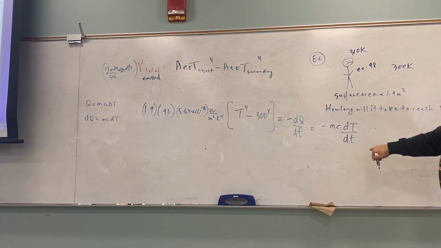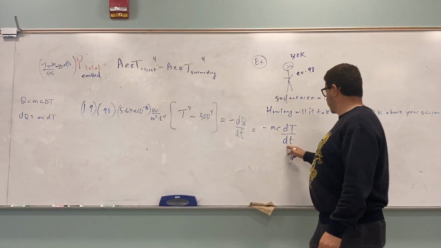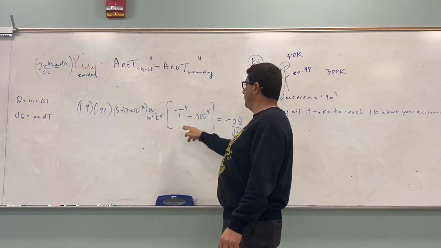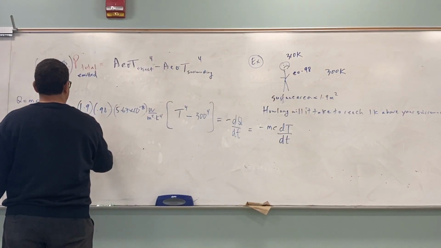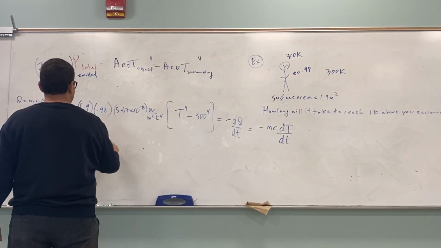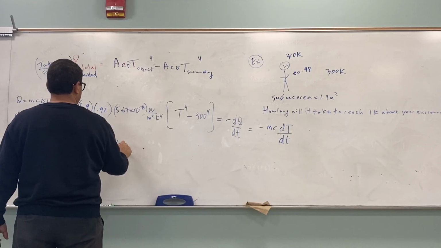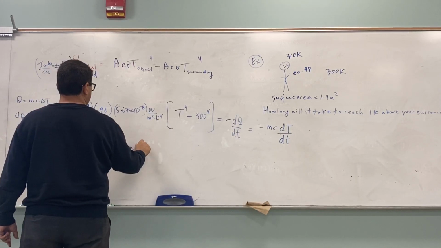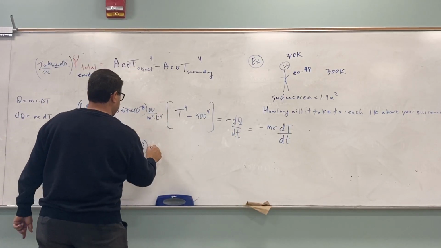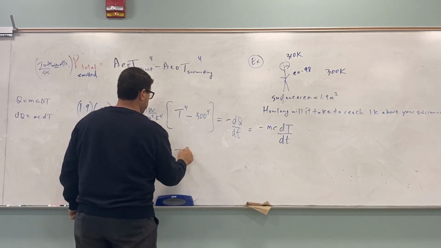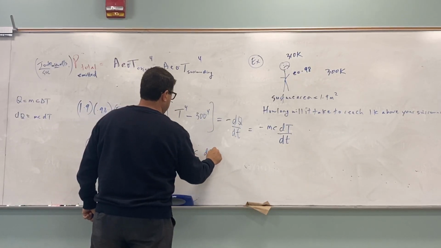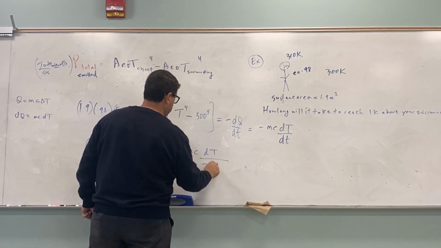So what am I solving for? Okay, now I can cross multiply. I can take the dt and put it into here. So 1.9 times 0.98 times 5.67, take the dt and cross multiply, put it here. And take this and put it under the temperature.